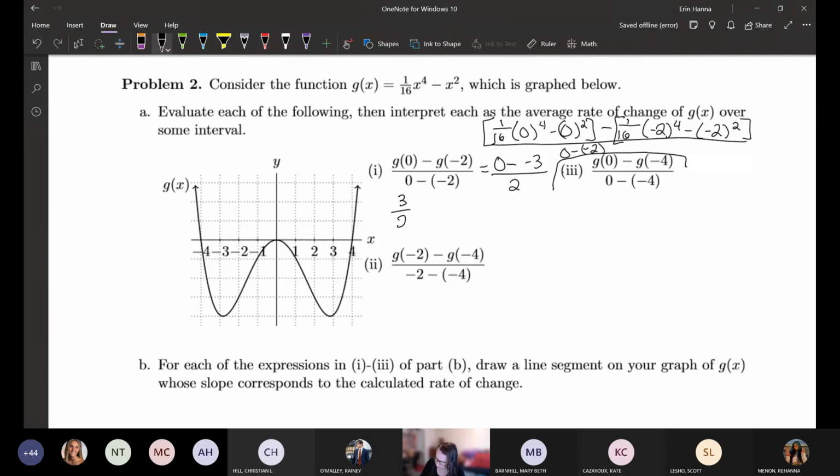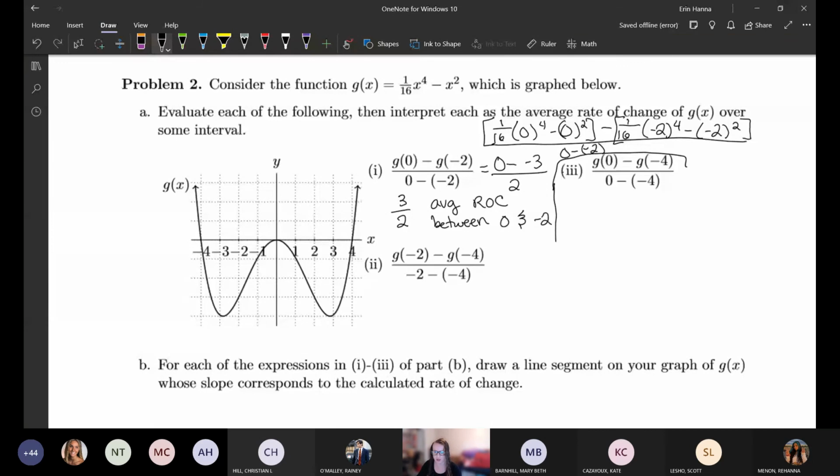So we'd end up with 3 over 2 as our average rate of change. So this would be the average rate of change between 0 and -2. That's what that would be representing.